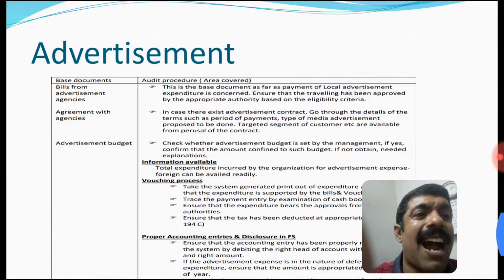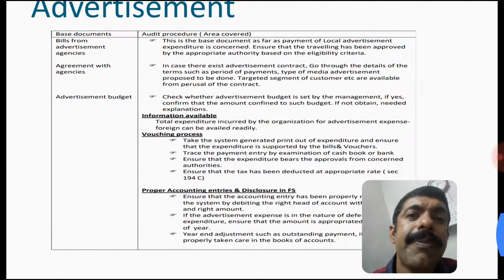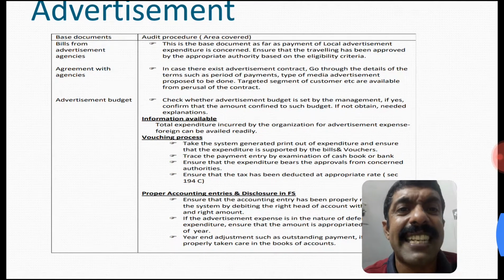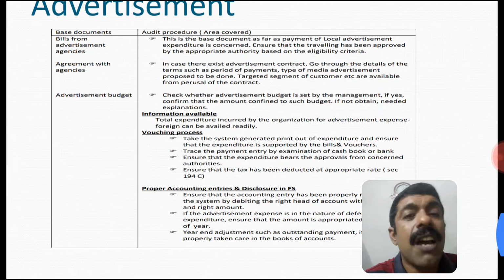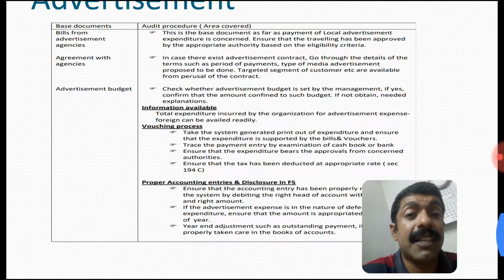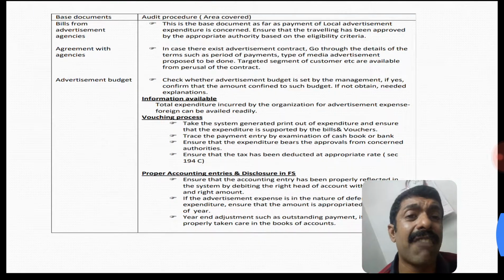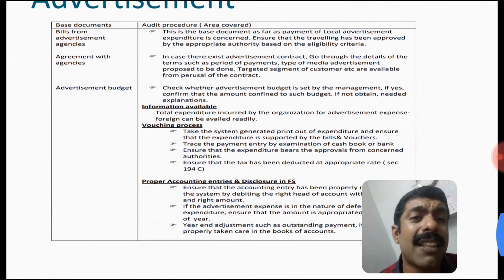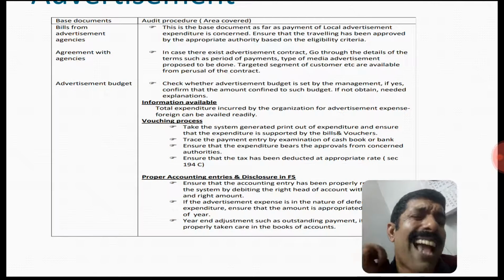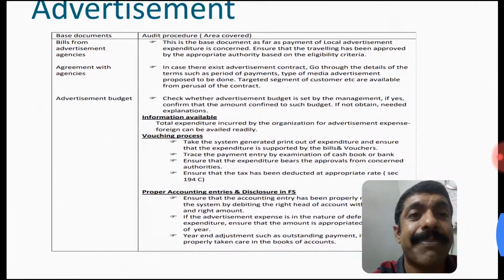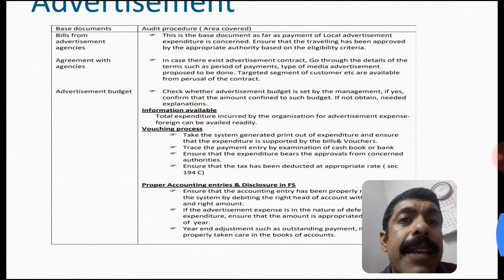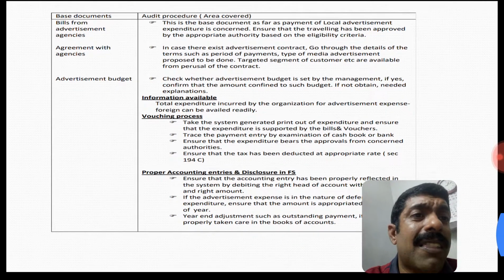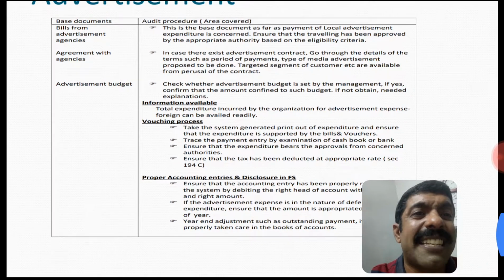Next is the advertisement expense. Bills from the advertisement agencies, agreement with the agencies. The auditor has to check this. If checking that, what are the information available, what is the vouching process, and how is it accounted and reflected in the system? This is the base document as far as the local advertisement expenditure is concerned.